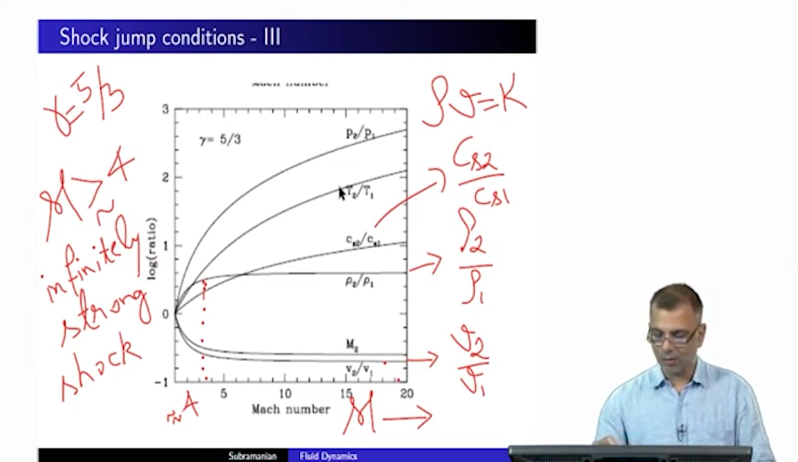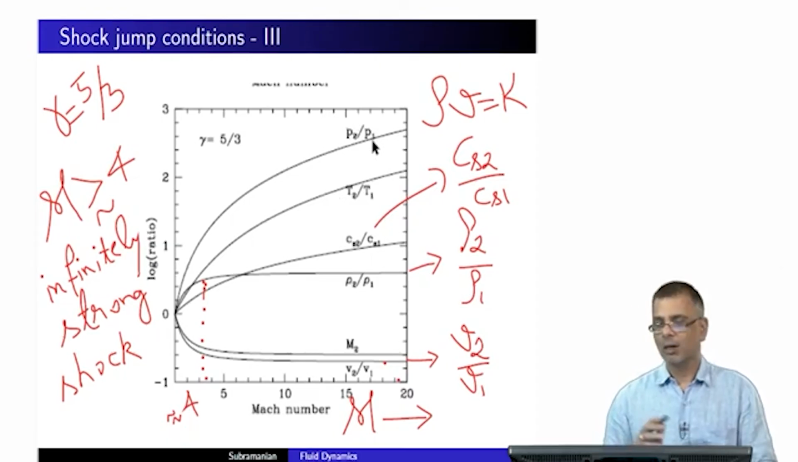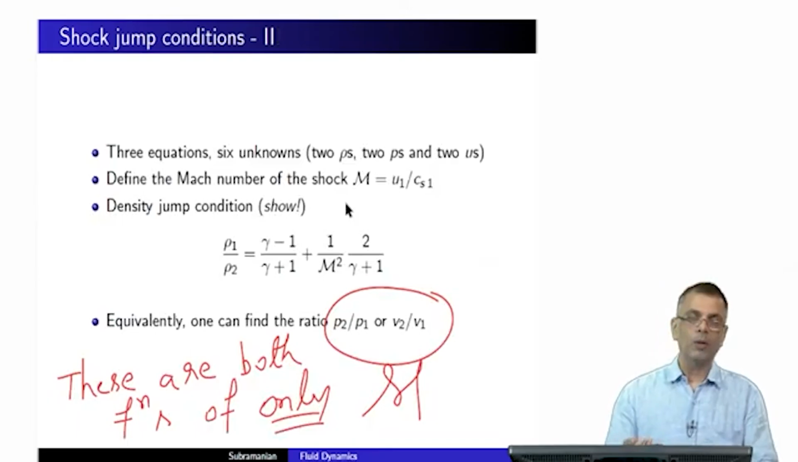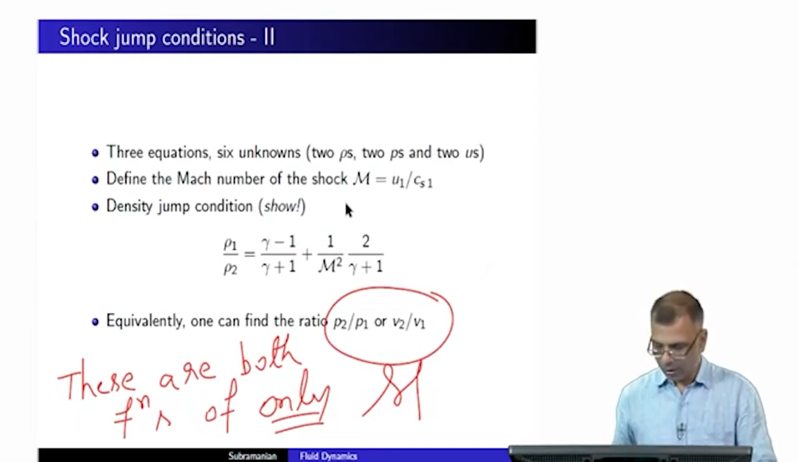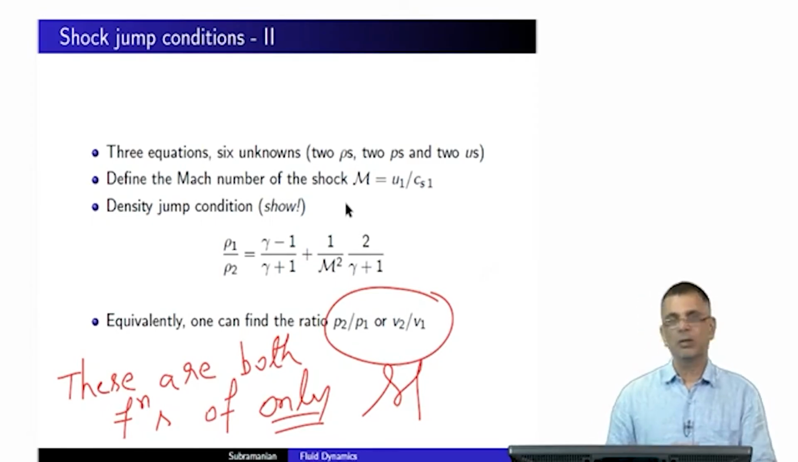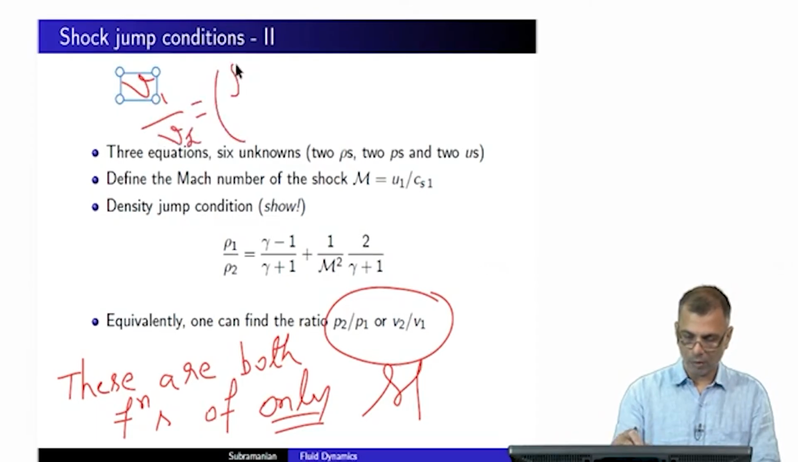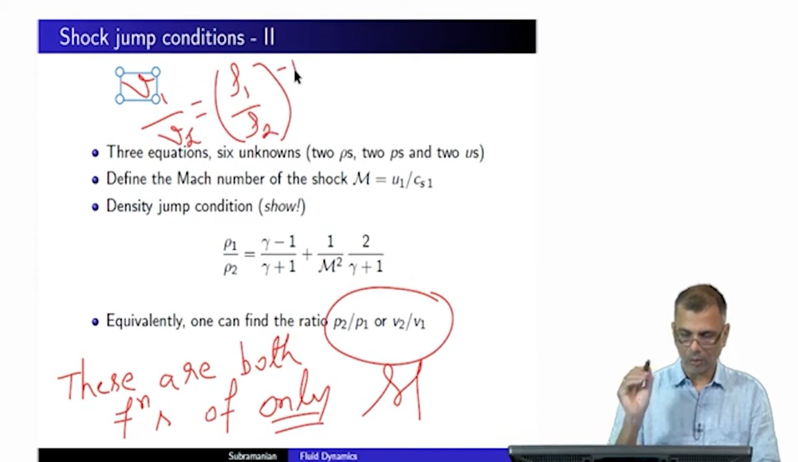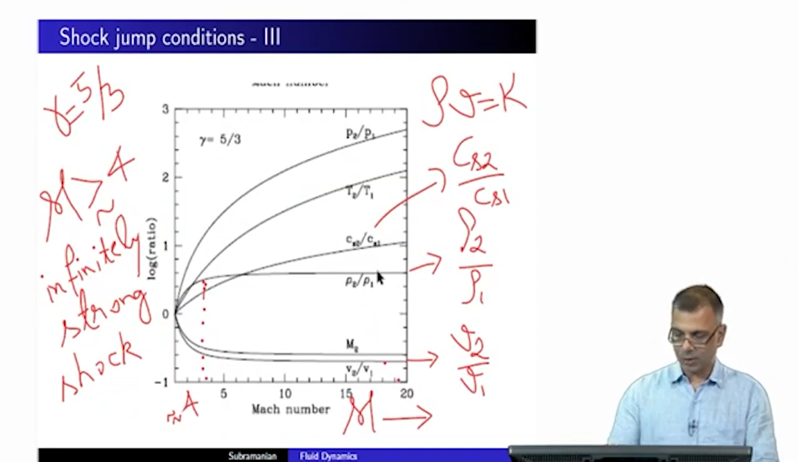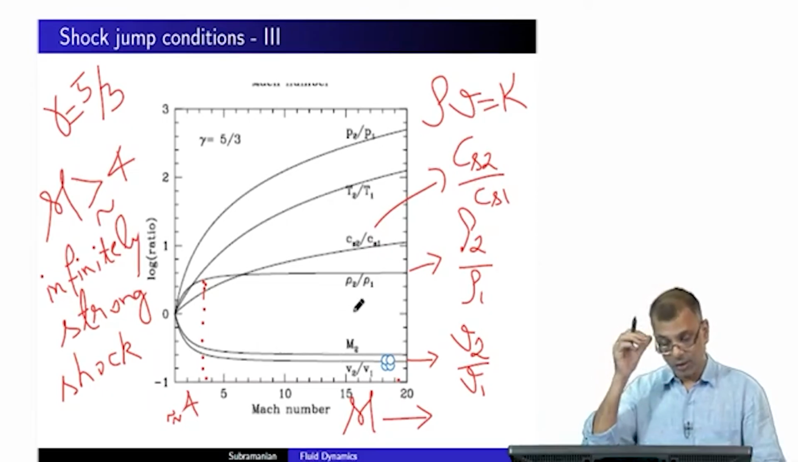Similarly, this is the ratio of the temperatures, T2 over T1. This is the ratio of the pressures, P2 over P1. All of these, once you know rho 2 over rho 1, which is what we've written down here, or rho 1 over rho 2 equivalently, it's the same thing. You can immediately write down P1 over P2, T1 over T2, V1 over V2 is just the flip. So to emphasize, that's why this and this graph look like flipped versions of each other.